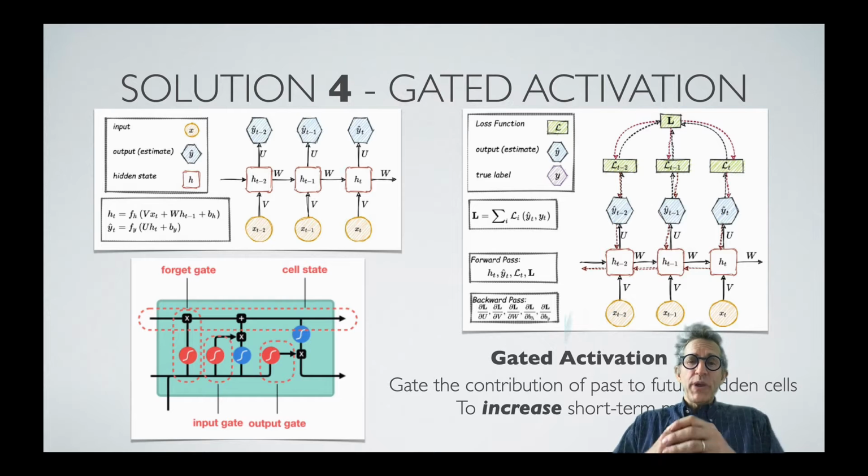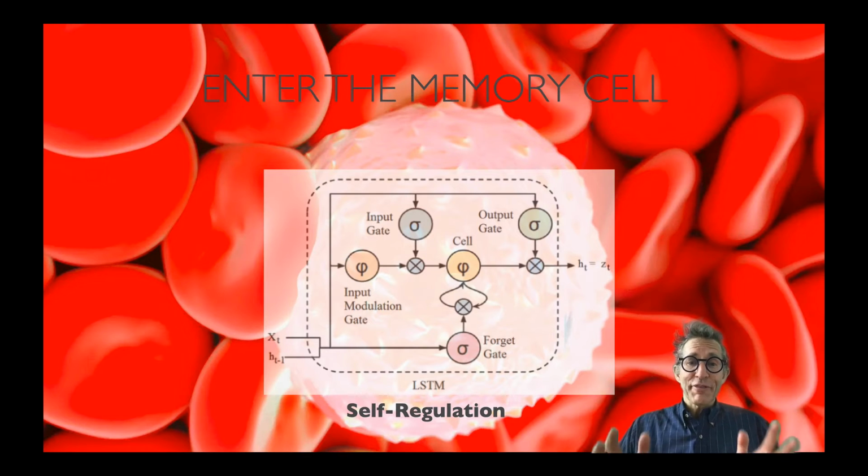In gated activation, we explode the notion of the activation function to constitute an entire system or cell of gated activation. Here we gate the contribution of past to future hidden cells to increase the short-term memory. Enter the memory cell, which facilitates a kind of self-regulation of memory. And in its first instantiation in the long short-term memory cell, this memory cell lives independent of the pass-through activation and constitutes a regulatory mechanism by which inputs are turned into outputs, by which past sequence steps of the recurrent hidden layer influence current and ultimately future steps.